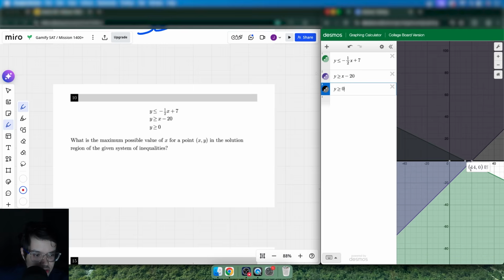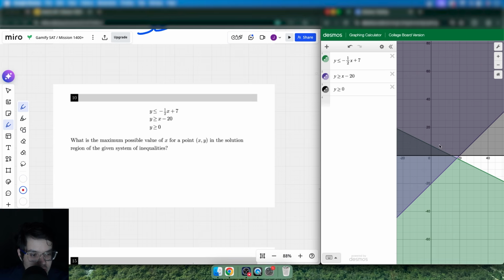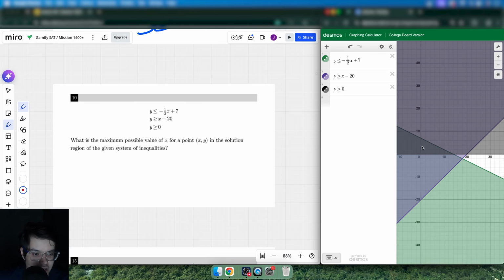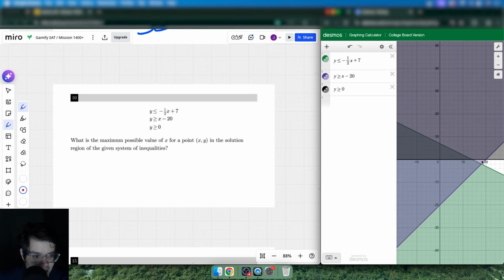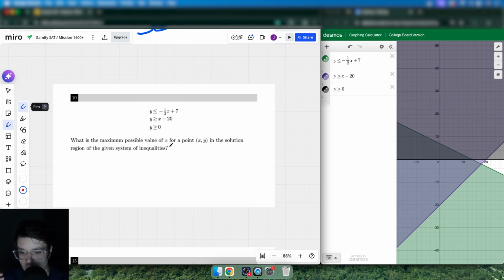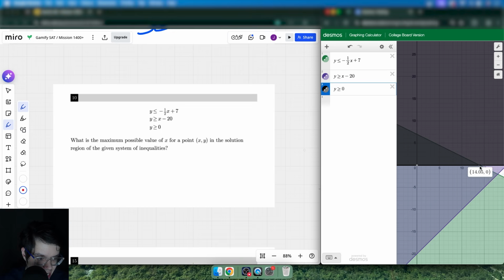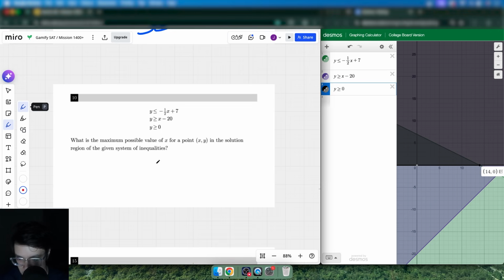Okay, same thing here. So yeah, we see this whole thing here. So everything greater than black, everything less than green, and everything greater than purple. So kind of like this triangle now over here. Not this one, but just this one because this one includes the black. So it says, what is the maximum possible value for x for this? So if we see here, the maximum would be 14 here. So 14 is the answer.